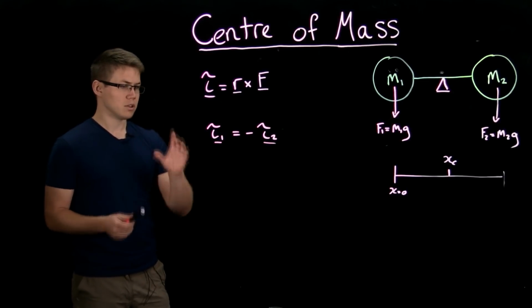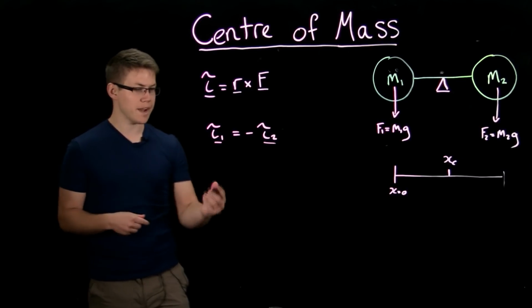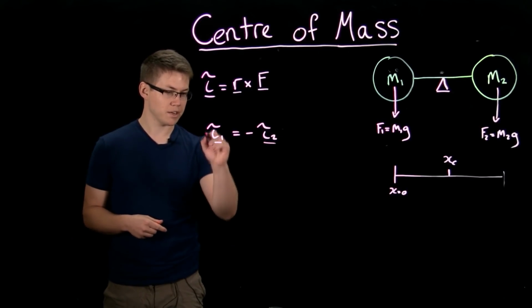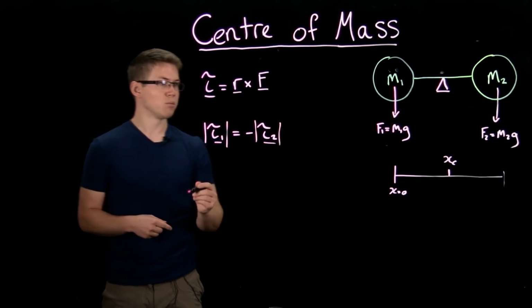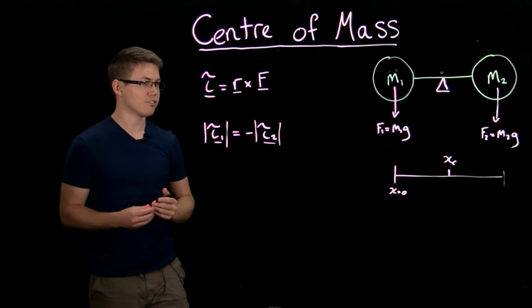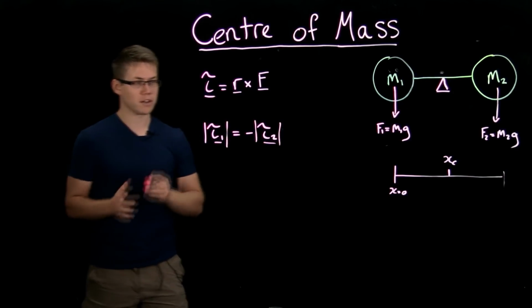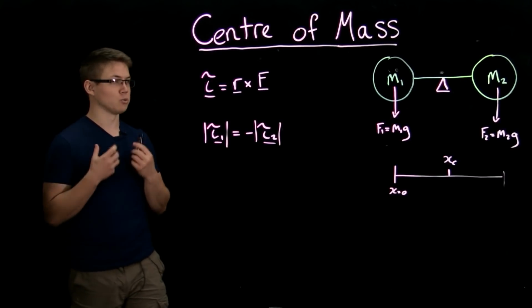Okay, well, we actually don't need to worry too much about the vector quantities here. We can take just the magnitudes of these two things. We'll do this. And we can then see, okay, well, r cross F is the magnitude of r times the magnitude of F times the sine of the angle between them.